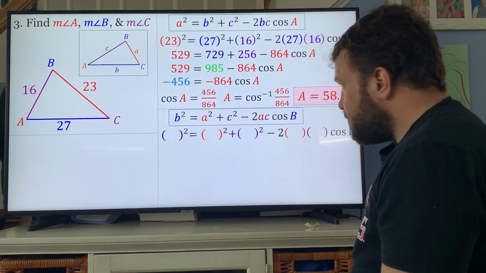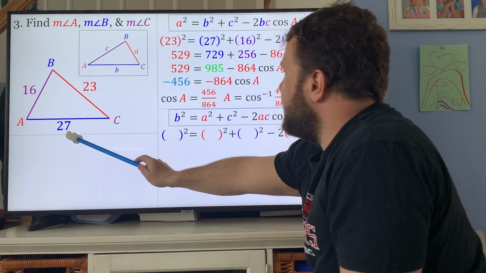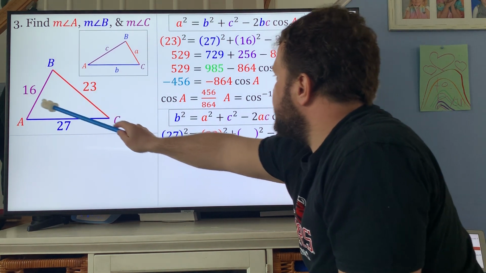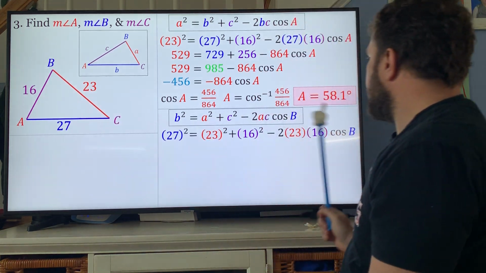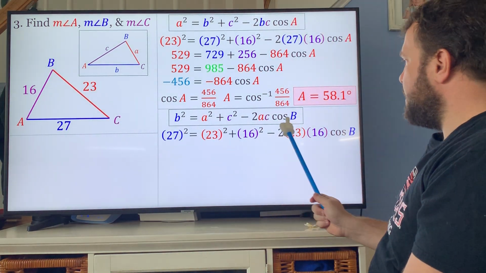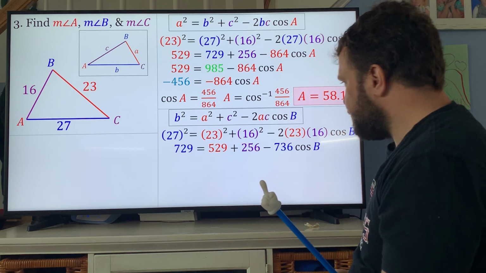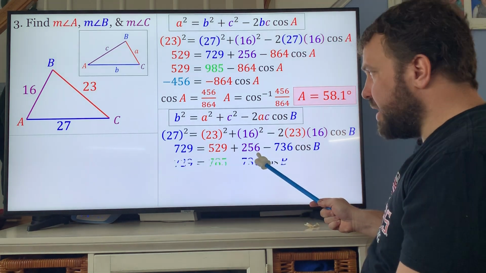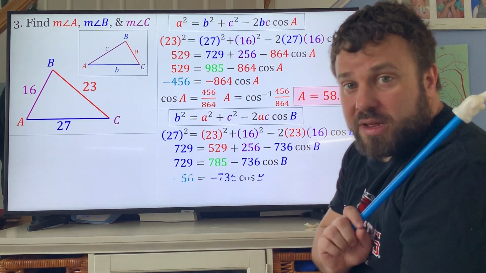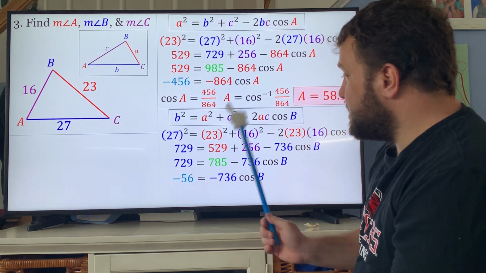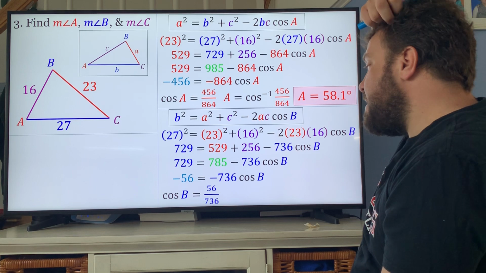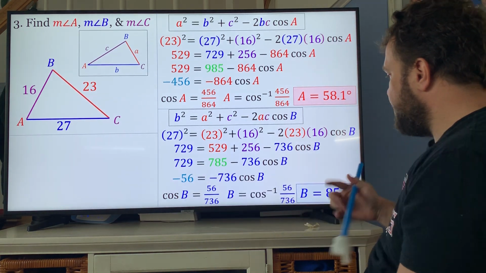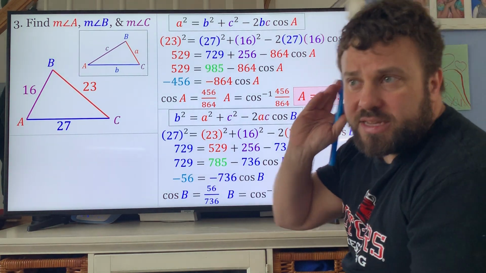Next one. Find B. B squared equals A squared plus C squared minus 2AC cosine B. Square, square, square. Multiply those 3. Add these 2 together. Subtract 785 from both sides and you get negative 56. Divide both sides by negative 736. And inverse it. 85.6.